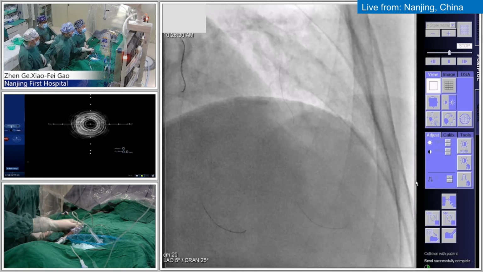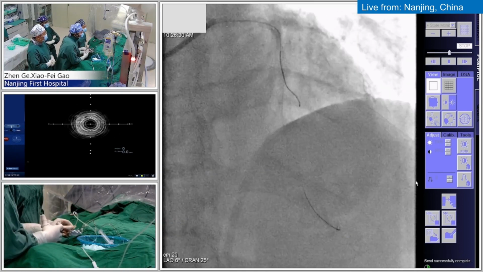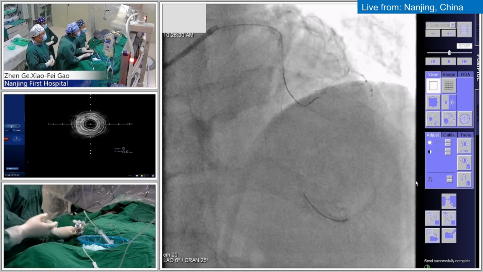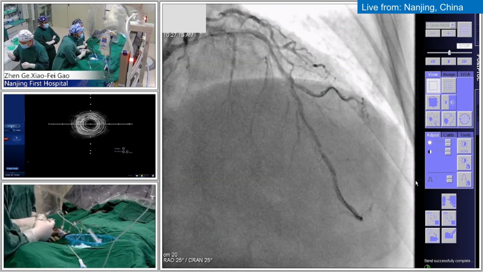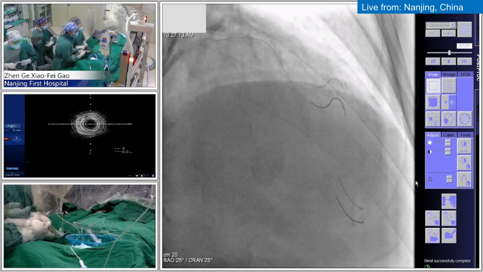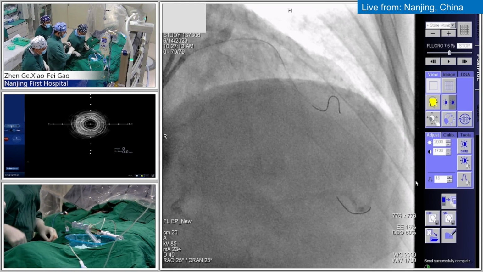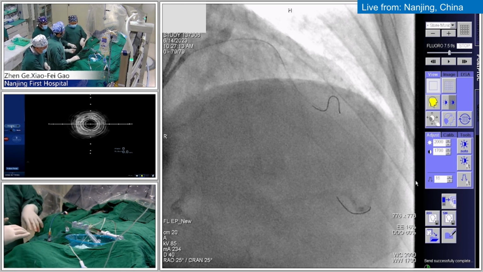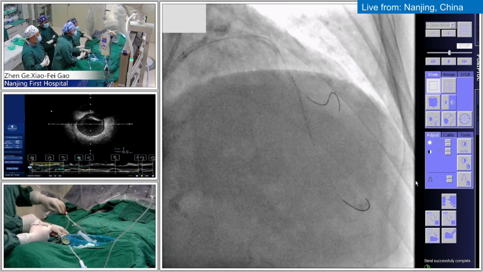Very good job. Probably need to go into the right place. Yes, you're in the right place. Let's stent. So you're planning to put in a 2.5 stent, based on the IVUS rough size approximately. Okay, the stent crosses smoothly.